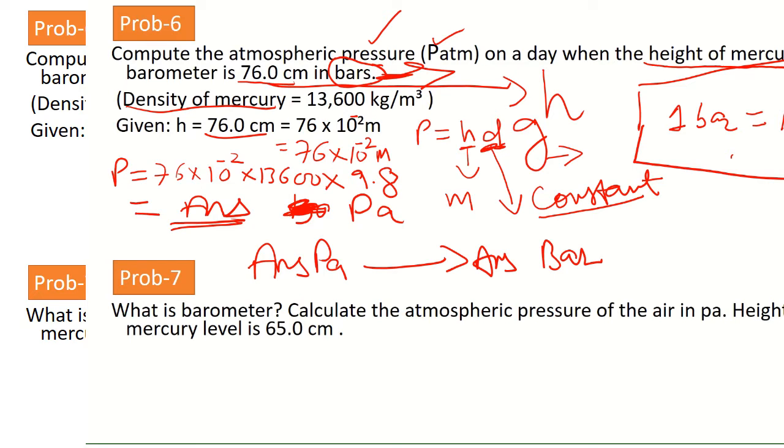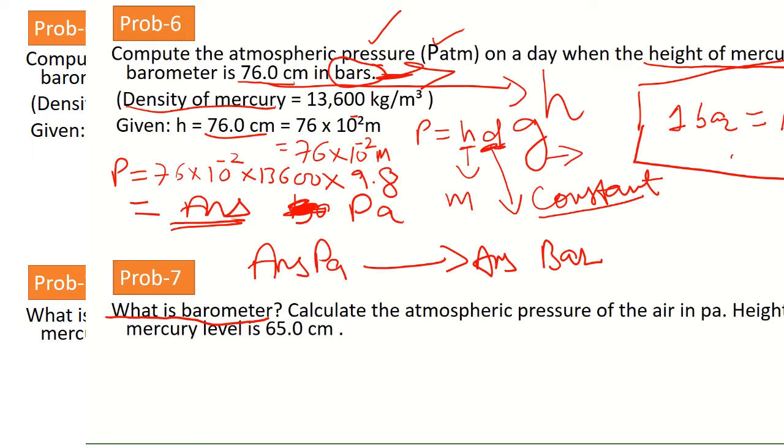Now here the question number 7, what is barometer? So you have to define what is the definition of the barometer. Barometer is a machine which is used to measure the atmospheric air pressure. So this is the definition you have to give.